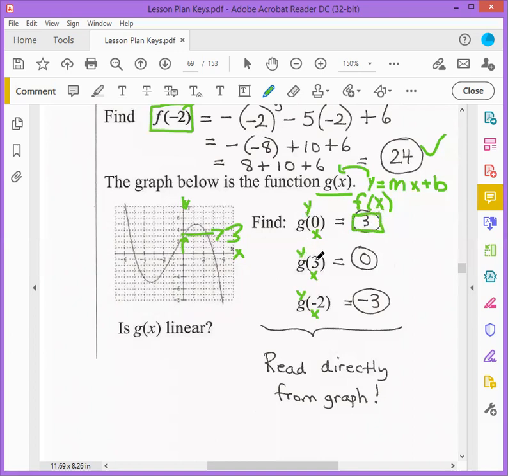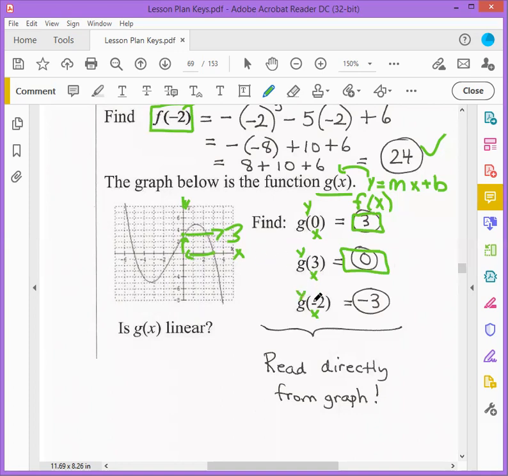Now g of 3, now we're on the x-axis. We're going to go to 1, 2, 3 right here. Notice what happens with our graph this time. The graph crosses the x-axis. That's at point 0. So the y coordinate when x is 3 is 0. That graph touches the line at 0 when x is 3.